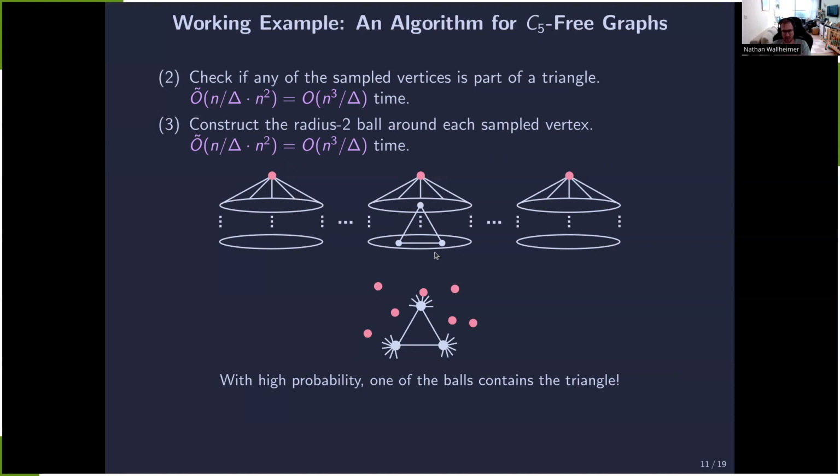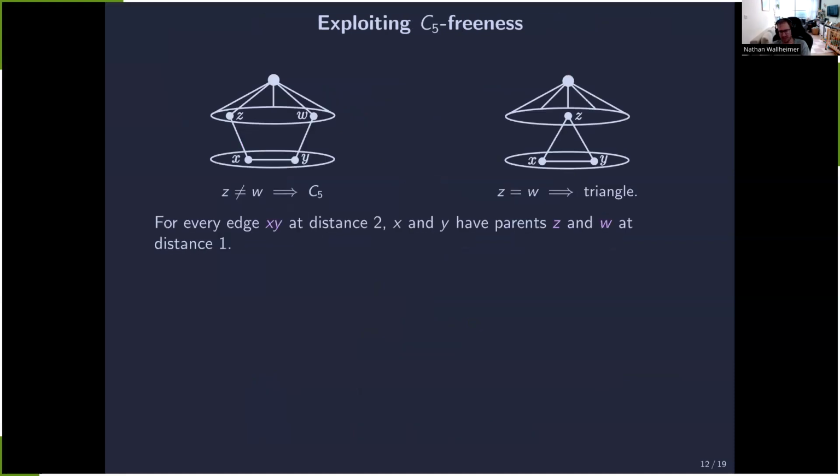So we have to search for the triangle, but because each ball is potentially large, it will take n cube per ball. It's too much. We have to exploit 5 cycle freeness, and we do it in the following way.